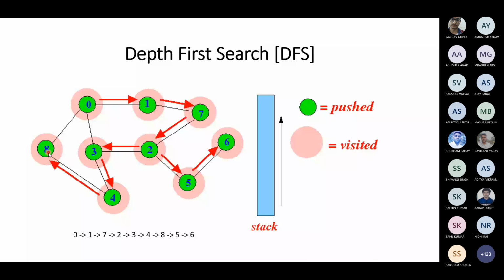Still, from 8 you will visit 4. From 4 you will visit 3. From 3, again you will come to 0, and 0 you already visited. From 3 you will go to 2. From 2 you will push 7 and 5. If you want to go to 7, then you will come back. That is also correct. Depending on how we are pushing the elements, you may get different traversals.